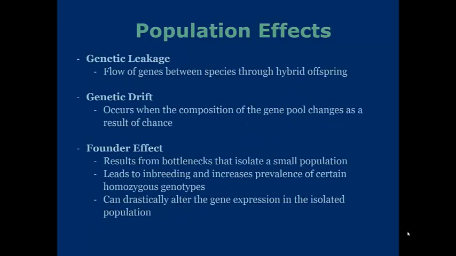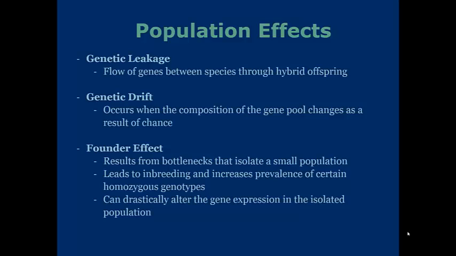There are also population effects when we talk about changes in the gene pool, and the three in particular are listed below. Genetic leakage is when the flow of genes between species through hybrid offspring occurs. If you've ever seen a liger, a lion-tiger hybrid, this is an example of that. However, you can't say that this is a fully functional organism because that heterozygous offspring is not viable.